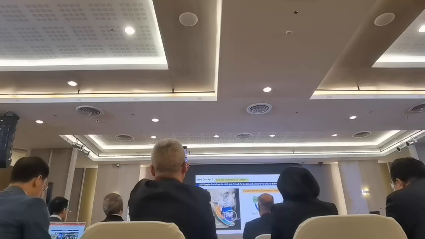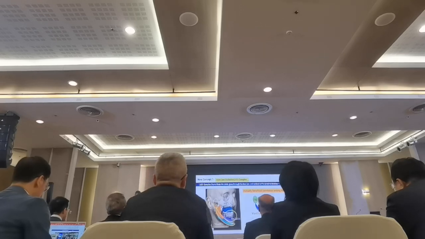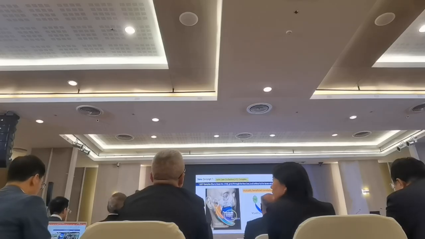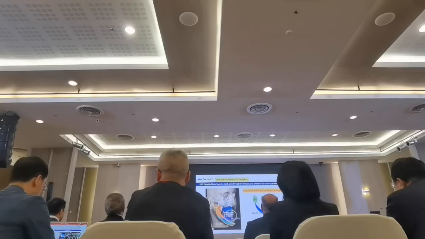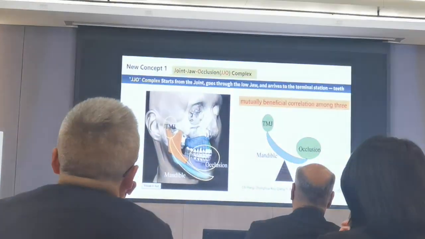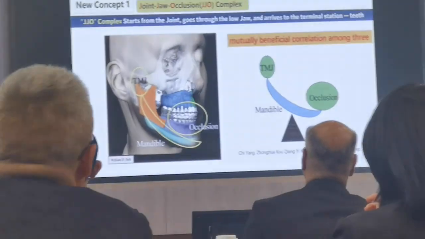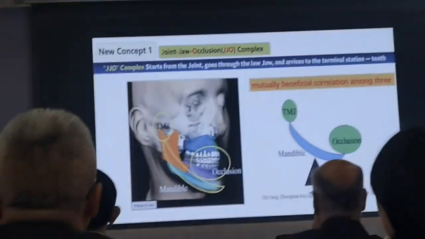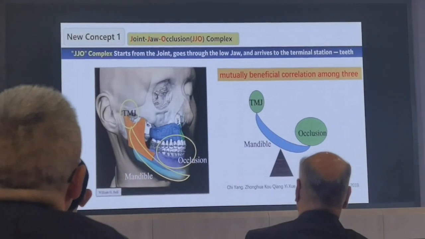Joins that from the TMJ complex. Static joint, go through the nodule and right into the terminal station conclusion, like a river, from a source to the trunk, and finally its mouth. So they are one family, they are one unit, should be balanced, including structures and functional.